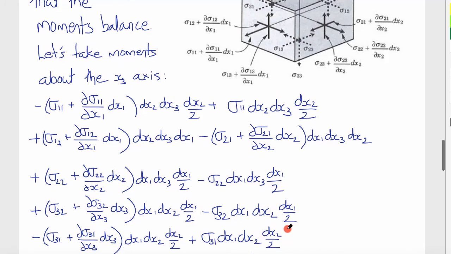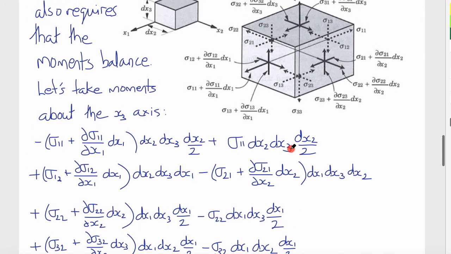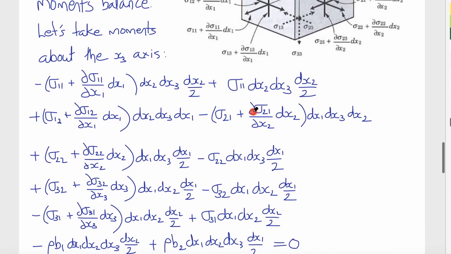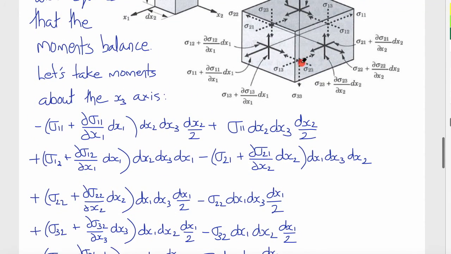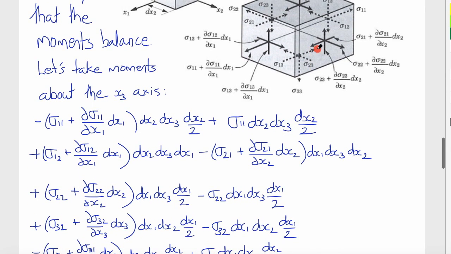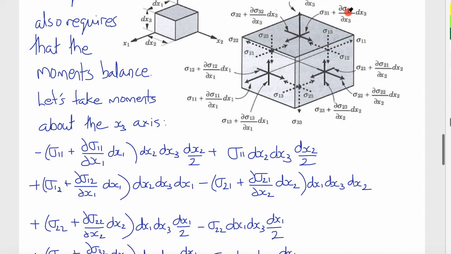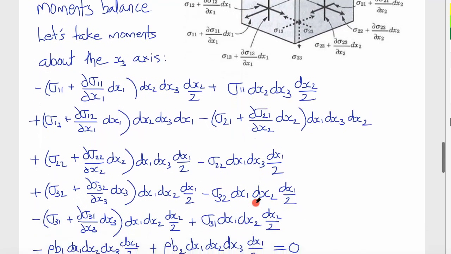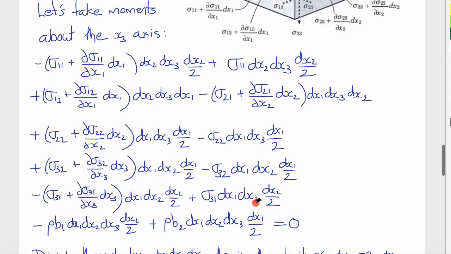And so on with the other components. This one here, sigma 3,2 plus del sigma 3,2 dx3 and times dx3 and sigma 2,3. And this one here, sigma 1,3, and this one here, sigma 3,1 plus del sigma 3,1 del x3 times dx3. And those ones again have moment arms of dx1 divided by 2 and dx2 divided by 2.